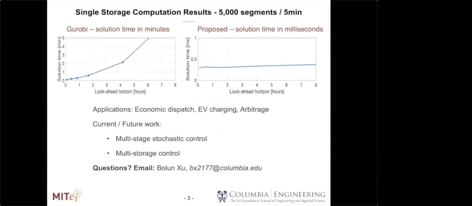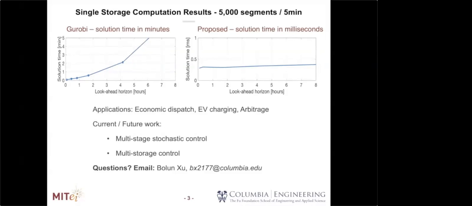Here is a quick comparison with a benchmark optimization solver, Gurobi. In a pretty extreme test case, we consider a piecewise linear objective function with 5,000 segments every 5 minutes, look-ahead horizon. Gurobi takes several minutes to solve this problem, and the complexity increases superlinearly, whereas our algorithm solves all the problems in less than 0.5 milliseconds.